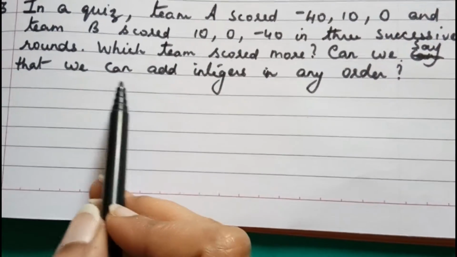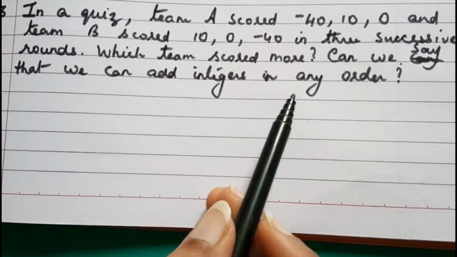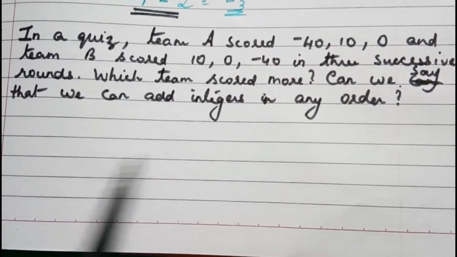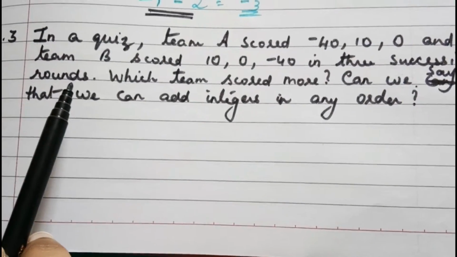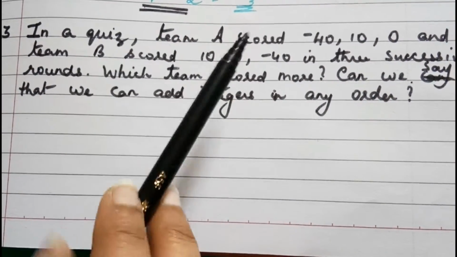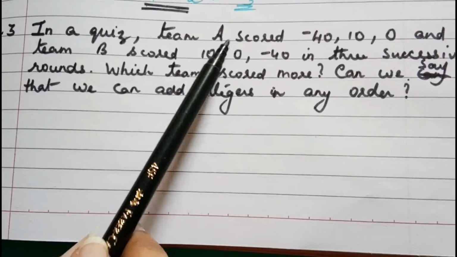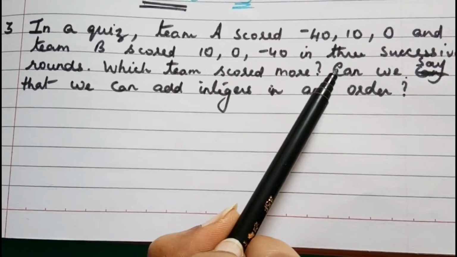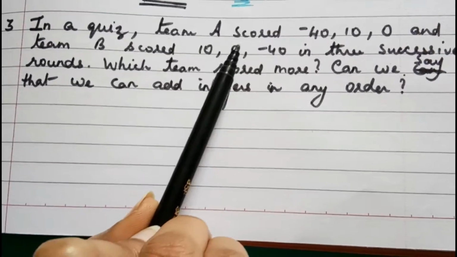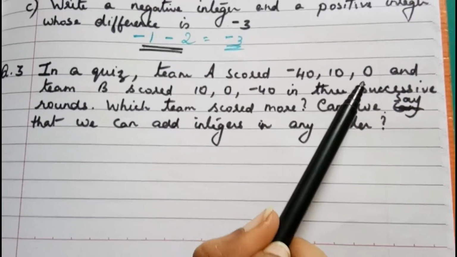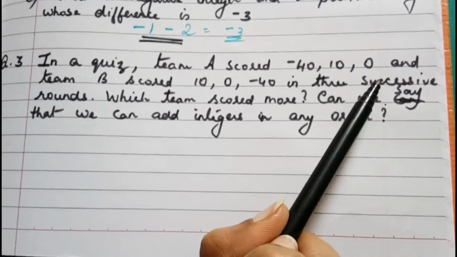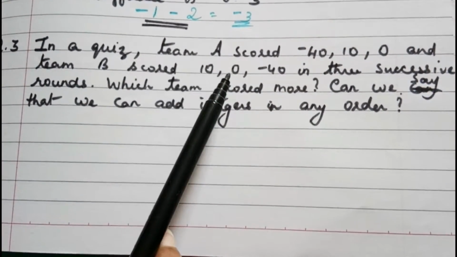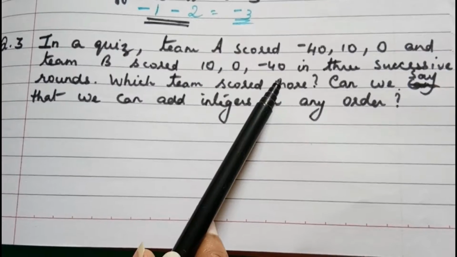Can we say that we can add negative integers in any order? So that is what it is asked. Now what does this question mean? There was a quiz competition going on in which there were 2 teams, team A and team B. Now there were 3 rounds that happened. Team A scored minus 40, 10 and 0. These were their consecutive scores. And team B scored 10, 0 and minus 40.